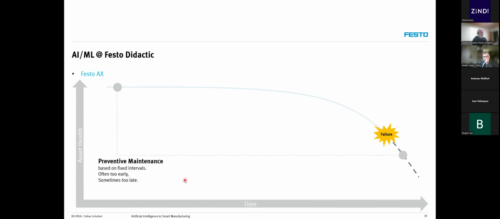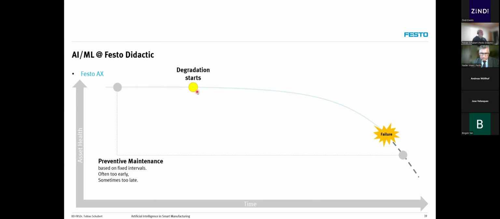So in the good old days, we had that typical kind of preventive maintenance. Based on fixed intervals, we say, okay, let's replace the cylinder every 24 months. That might be too late, but it might also be far too early, which costs money you don't want to spend if the cylinder will work for another 23 months or something. So that's not the very best you can do.